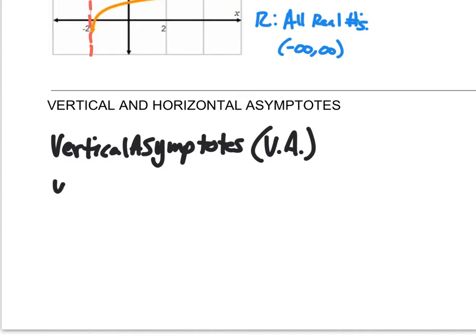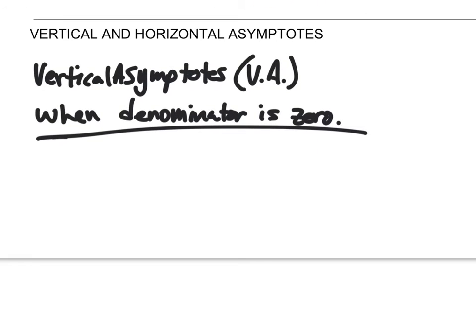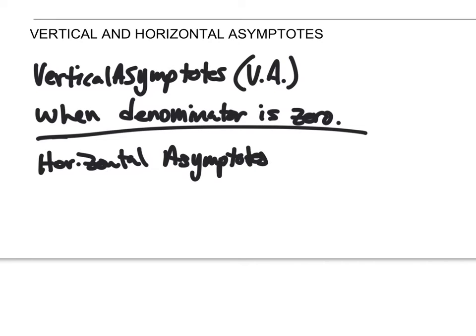This is when the denominator of a rational function is 0. Those give you vertical asymptotes. Now, horizontal asymptotes are a little bit different. So horizontal asymptotes, I'm going to call those HA.